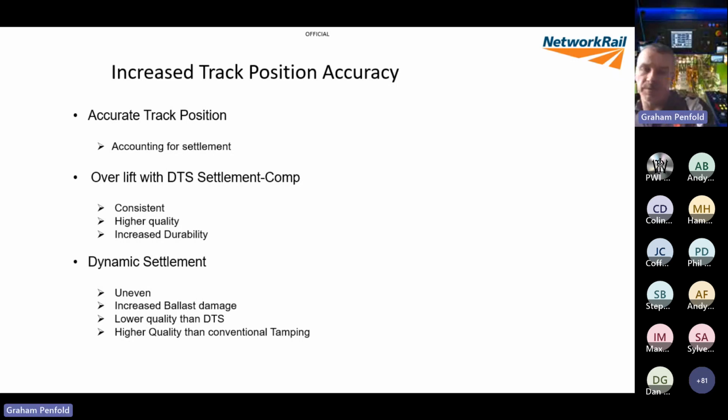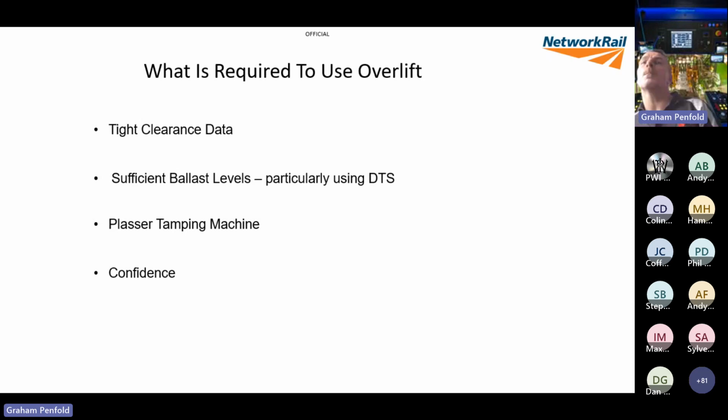I think that literally brings me to the end of the presentation. I've got one more slide, I think. What is required when using DTS? Well, I hope we've covered all this. We want our tight clearance data, don't we? We want our overhead, are we under overhead lines?